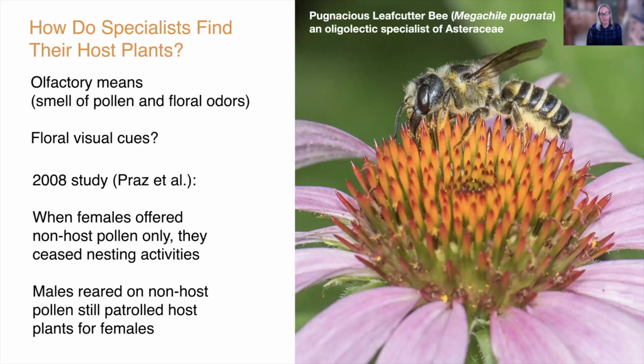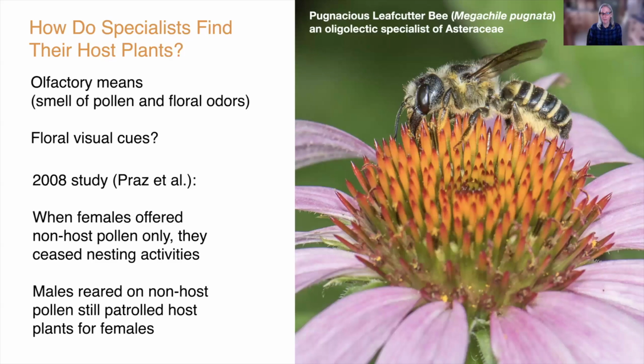However, in the study from 2008 that I've cited on this slide, researchers tried to provide the females with non-host pollen to feed their offspring. And the adult females just refused it and ceased nesting activities. However, they were able to successfully rear males from the non-host pollen.